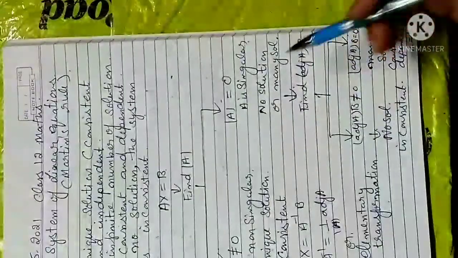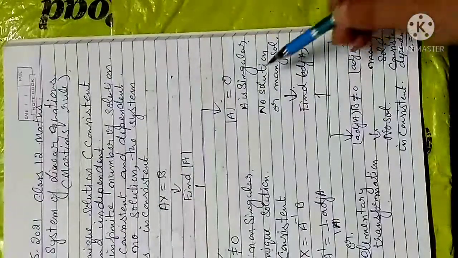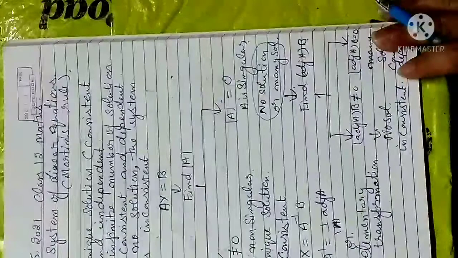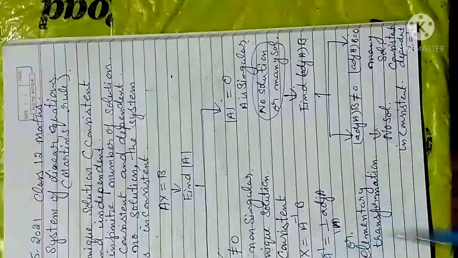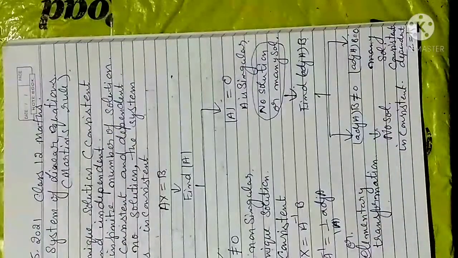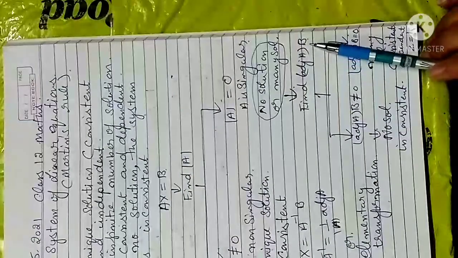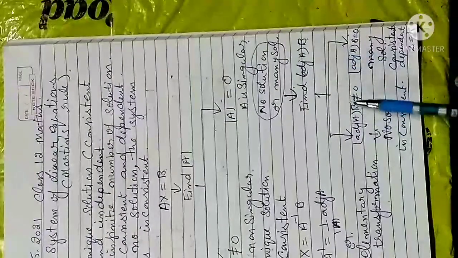Similarly, if you get determinant equal to 0, that means a singular matrix. In a singular matrix only two conditions arise: either there will be no solution, or there will be more than one solution. In the previous case it was a unique solution, meaning there is only one value of x, y and z. So for this, further you find adjoint A into B by equating the cofactors of the matrix.